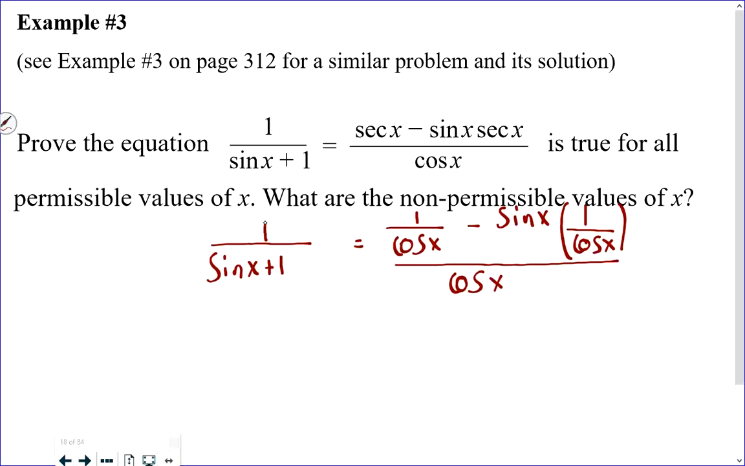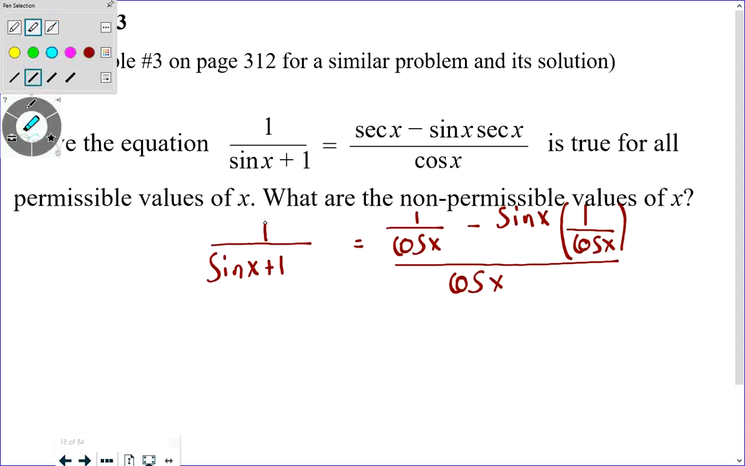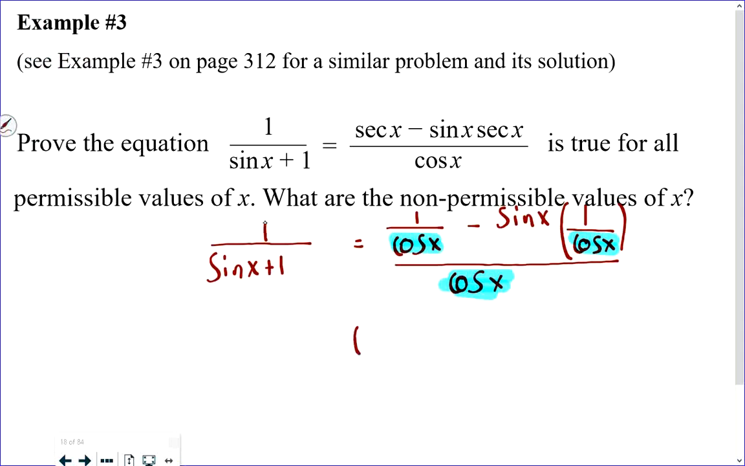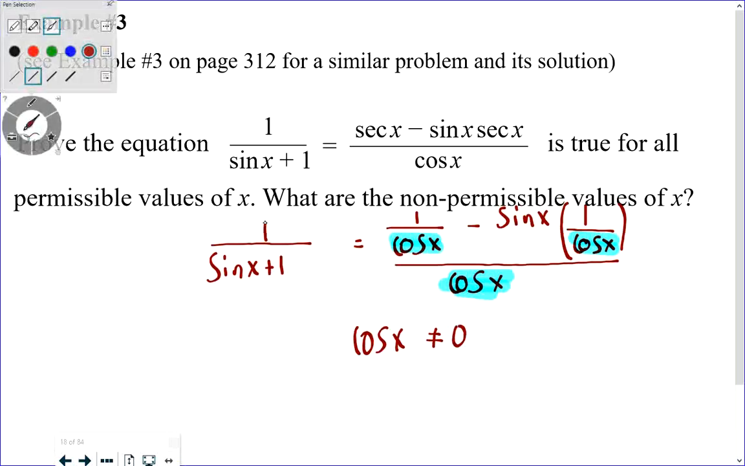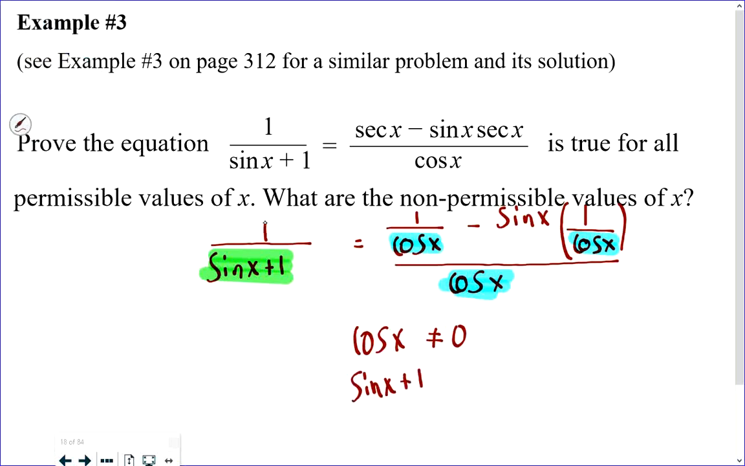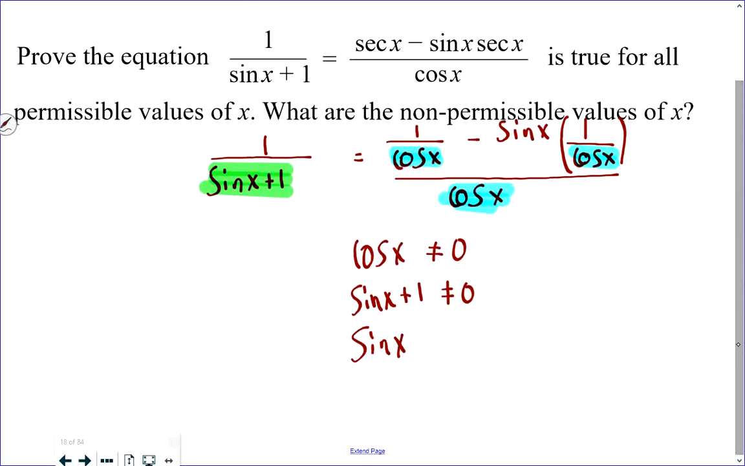Okay. So, what is not allowed to be 0? Well, I have this as a denominator, and it appears in multiple places. On an exam, I would indicate that you're seeing it's in 3 places. But I have this statement now, that cos of x is not allowed to be 0. But I also have this. That's a denominator. So sine of x plus 1 is not allowed to be 0. Well, that means that sine of x is not allowed to be negative 1.